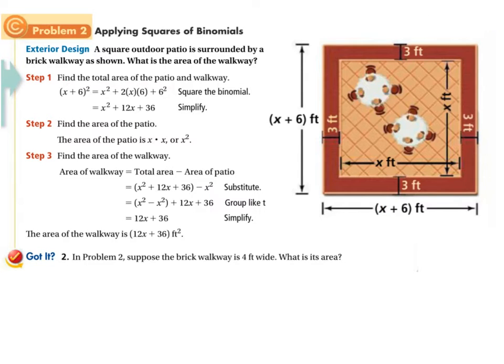So we're going to have to square this. We're going to say square this, X plus 6 squared. So x times x, x squared.